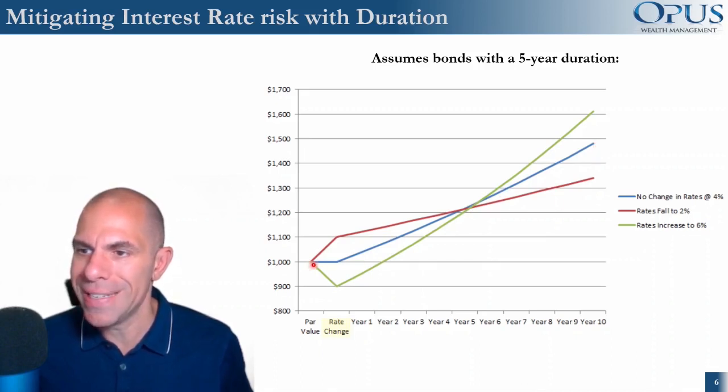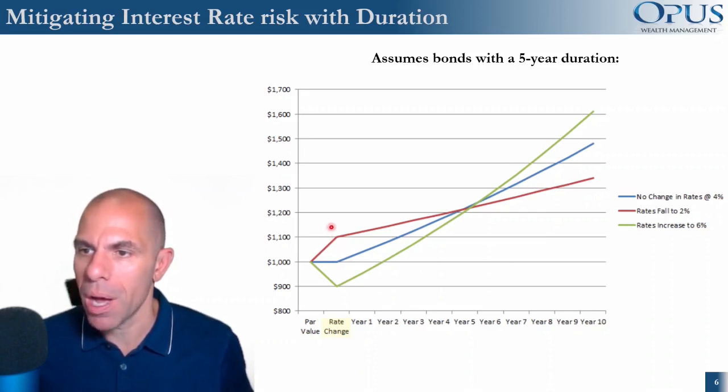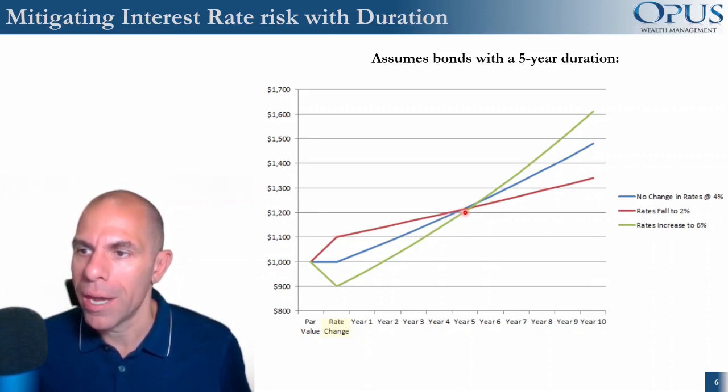Now, if rates decrease, fall to 2%, you get in where they originally were at 4%, an instantaneous pop where your bond price goes up by 10%, but now you're living in a 2% world. So you're making less money along the way. And around your duration year, year 5, you're right back where you would have been had rates not changed. But then every year thereafter, you're living in a 2% world. So you're actually making less money, right?